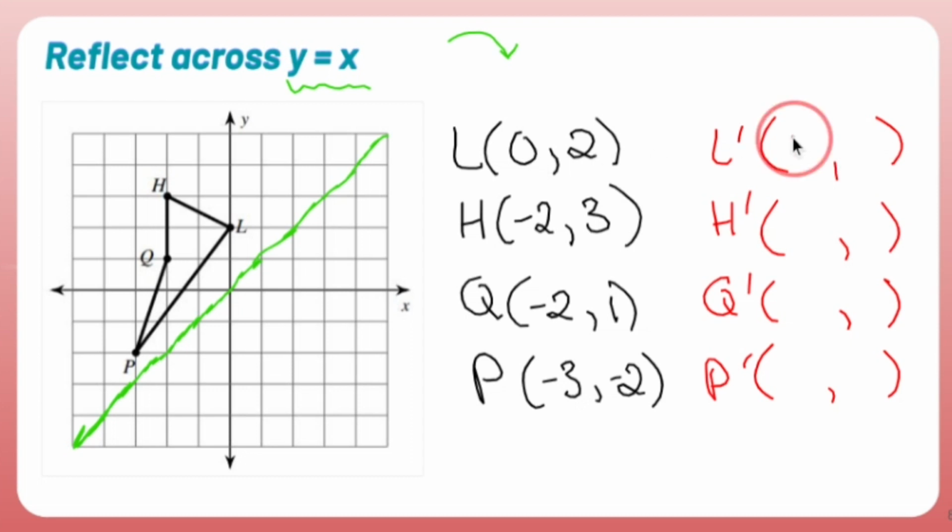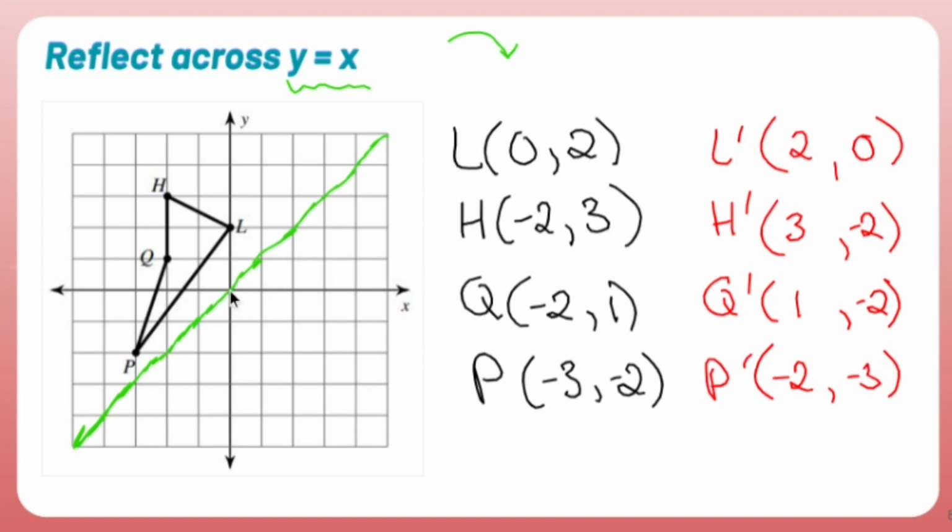(0, 2) becomes (2, 0). (-2, 3) becomes (3, -2). (-2, 1) becomes (1, -2). And (-3, -2) becomes (-2, -3). All I did was flip the points. I take these guys and graph them out.